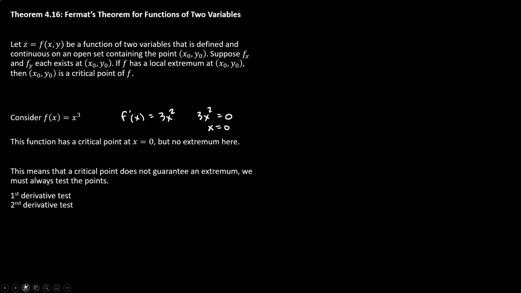We always have to test these critical points, and in Calc 1 we had two options. We had the first derivative test, where we would put our values on a number line and test around it, or the second derivative test, where we would calculate the concavity at each critical point. If you had a second derivative that was positive, that means it was concave up. If you had a second derivative that was negative, that means it's concave down. So we had to pick between these tests to be able to classify if we had a max, a min, or neither.